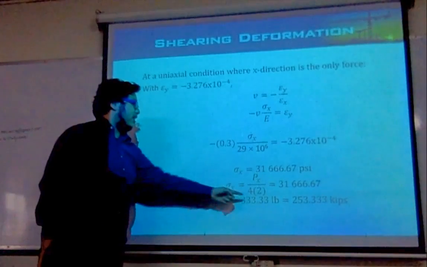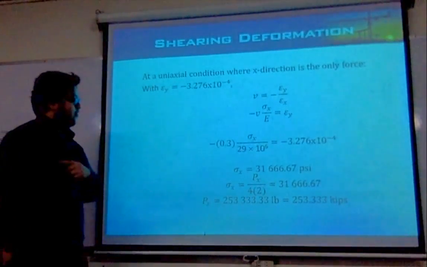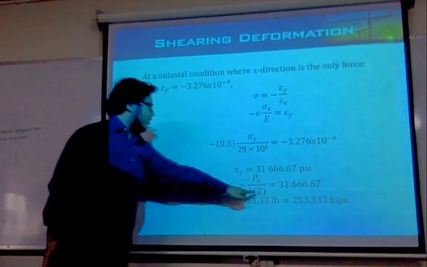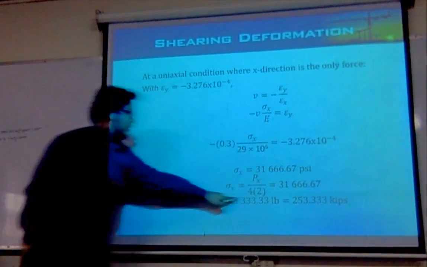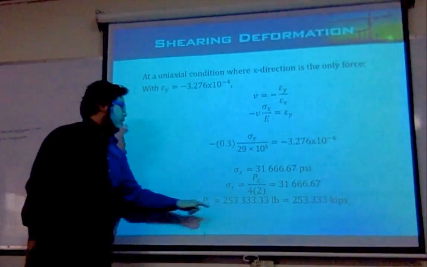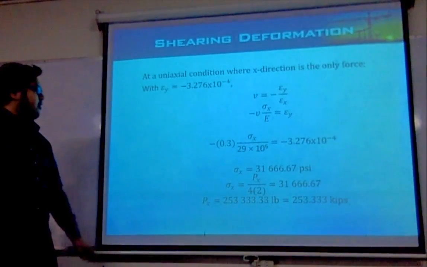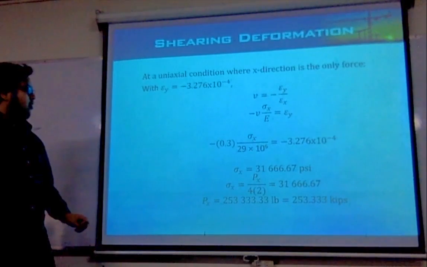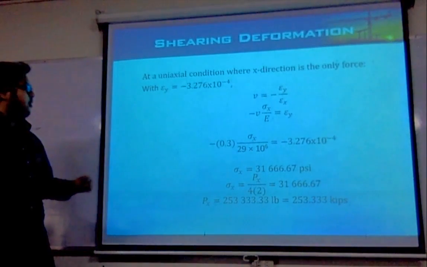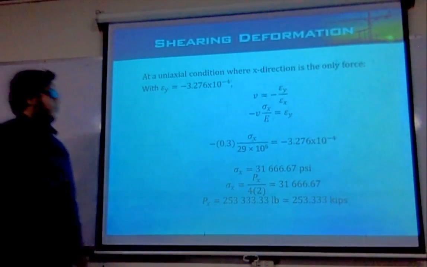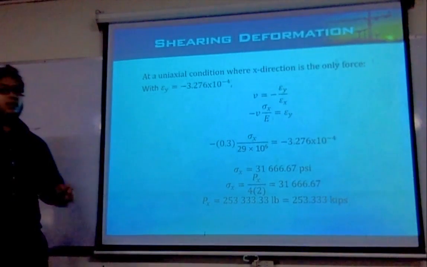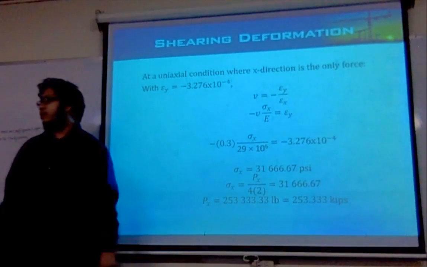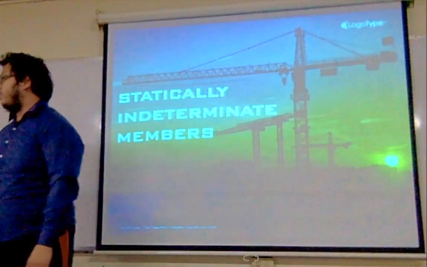We're still looking for the force of x, so we get the area from the previous figure. This is given, 4 times 2, and we get P of x equal to 253,333.33 pounds, or 253.33 kips. Thank you.